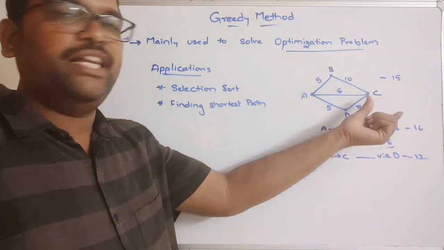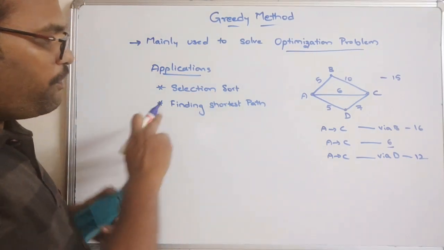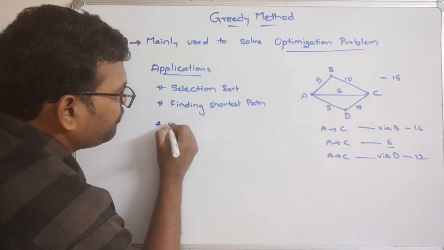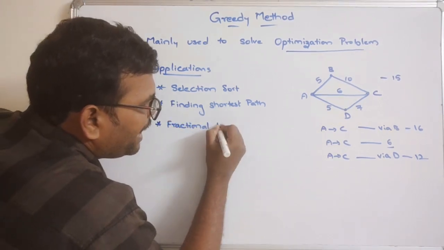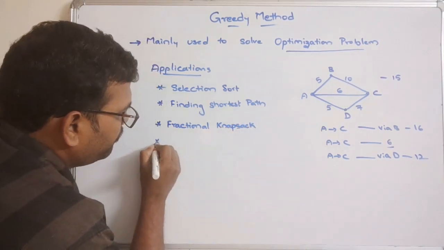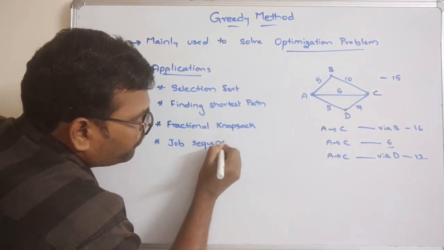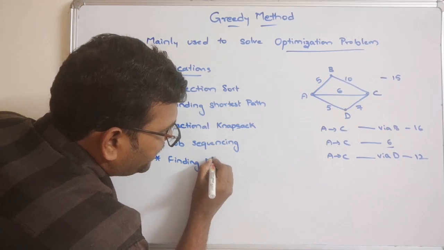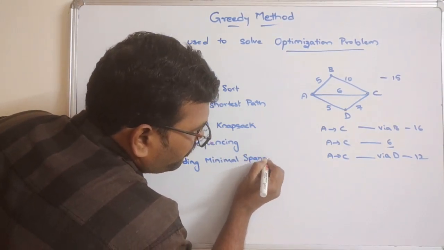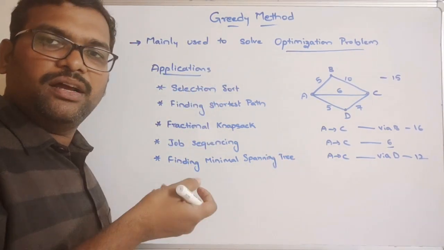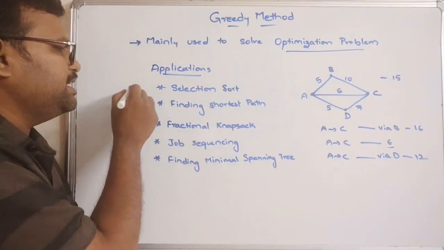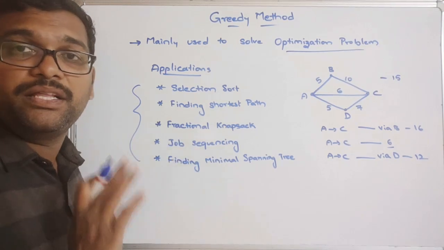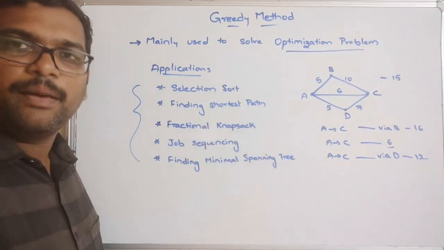In all these three cases, we can reach the destination, but the constraint is the minimum shortest path. So finding the shortest path with a minimum distance, and for such types of problems we are going to use this greedy method. Then the fractional knapsack problem, job sequencing, and finding the minimal spanning tree, where there are two approaches, Kruskal's or Prim's algorithm. All these are a few applications where we are going to use this greedy method. In our further sessions we will see one by one how we can apply the greedy method and find the solution for all these applications.